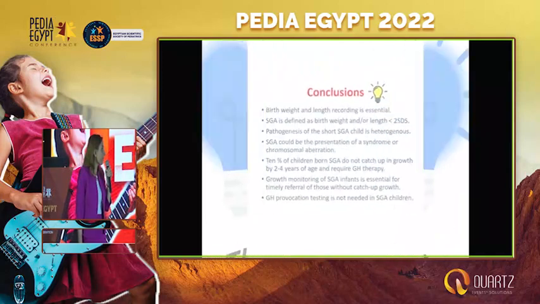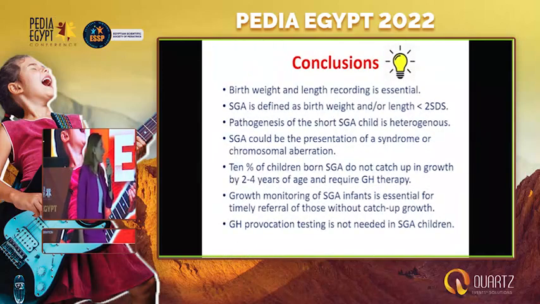So my final thoughts are, birth weight and length recording is essential. It's very important and simple information that we need to focus on. SGA is defined as birth weight and length less than 2 standard deviations. Pathogenesis of short SGA is really complex and heterogeneous. SGA could be the presentation of a syndrome and chromosomal aberration, so look for dysmorphic features.